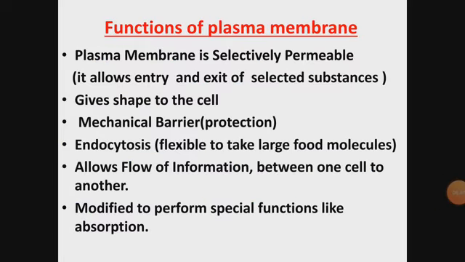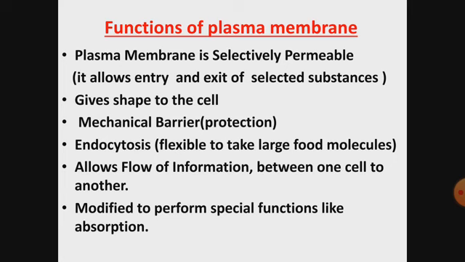Now after studying the characteristics of plasma membrane, next topic will be what is the role of plasma membrane. As I told you, it is selectively permeable. It allows the entry and exit of selected material across the cell. It gives shape to the cell. It helps in protection of the cell because it is the outermost covering. So it is also known as the mechanical barrier of the cell. Then it is flexible because it is very delicate, and because of this flexibility, it helps in endocytosis.